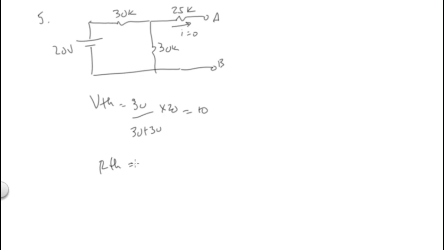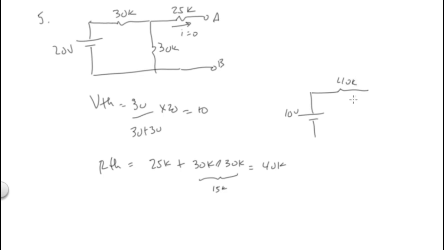But our R Thevenin does change, right? Because we have to go through the R Thevenin to get to the final answer. So it's 25K plus 30K parallel with 30K, or 15K. So the answer here is 40K. So the answer for R Thevenin is different. The answer for V Thevenin isn't. So our final answer here is 10 volts and 40K. All right, that's our final answer for that circuit. This is V Thevenin. This is R Thevenin.